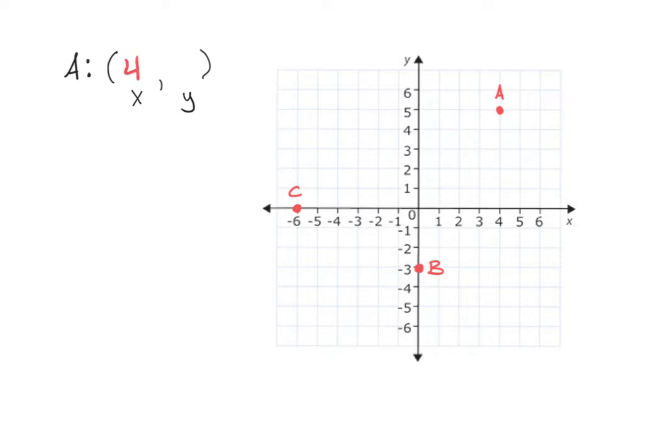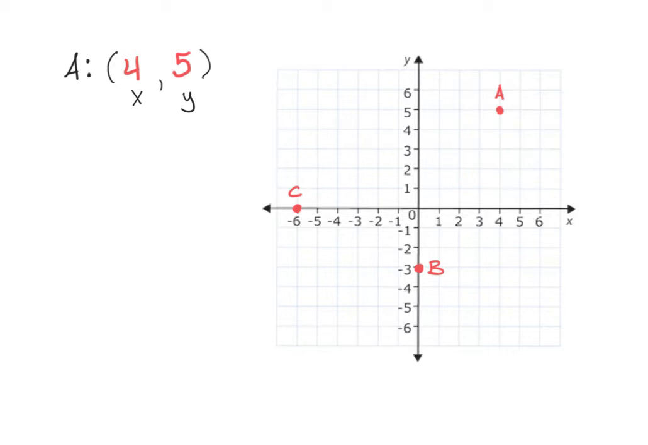To find the y-coordinate, I follow that same process, except now I move to the left until I intersect with the y-axis. When I do that, I can see that the y-coordinate for point A is 5, so I'm going to write that in the second space in my parentheses. And that's really it. Point A is at (4, 5). I write that inside a set of parentheses with a comma separating my x value and my y value.